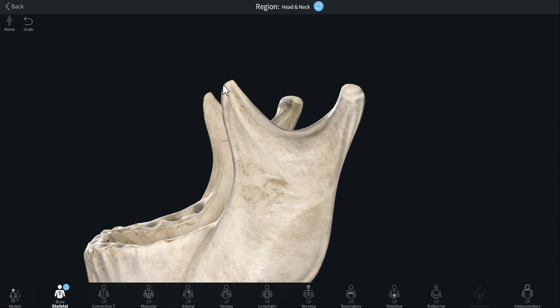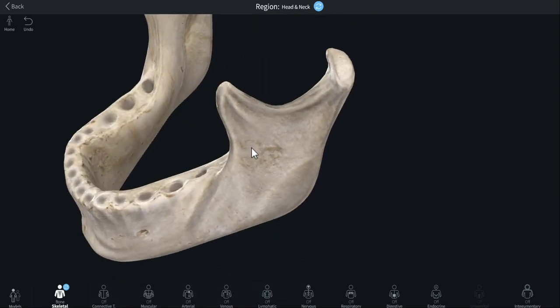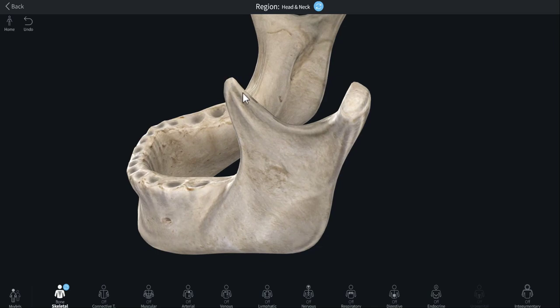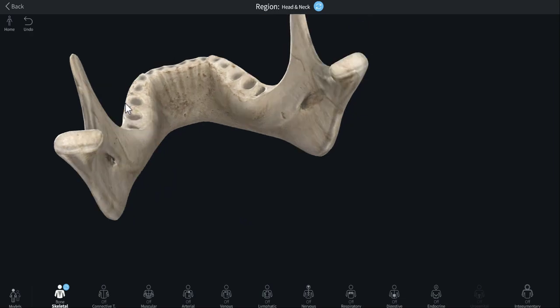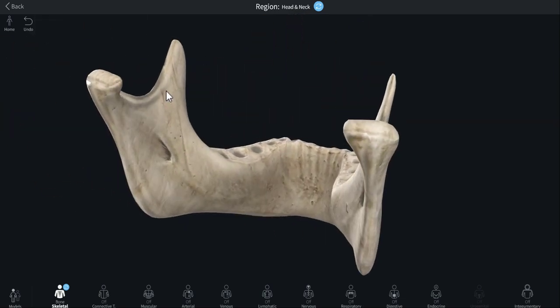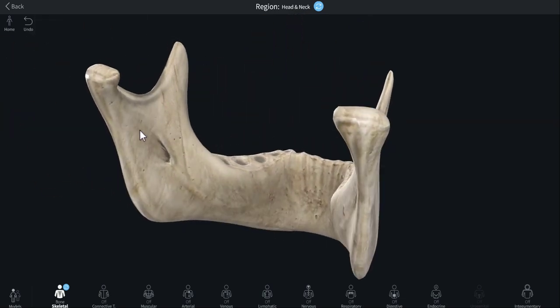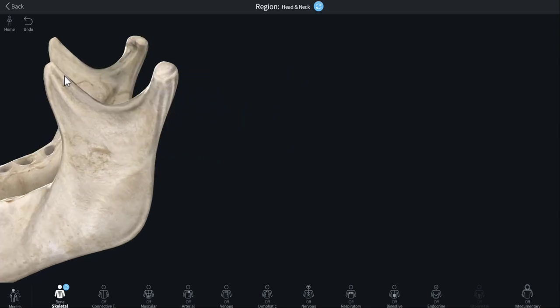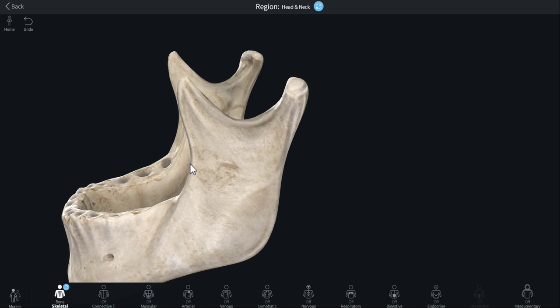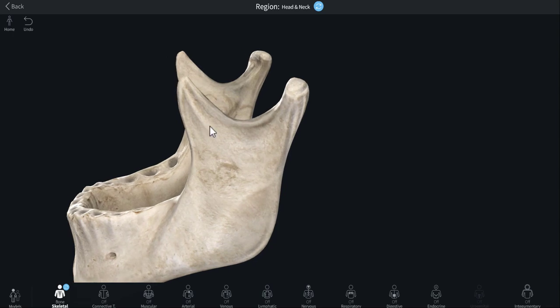Temporalis. Why? Firstly, because the apex of the coronoid process, the medial surface of the coronoid process, and a part of the lateral surface of the coronoid process, all of these structures are providing attachment to the temporalis muscle. First thing is that.